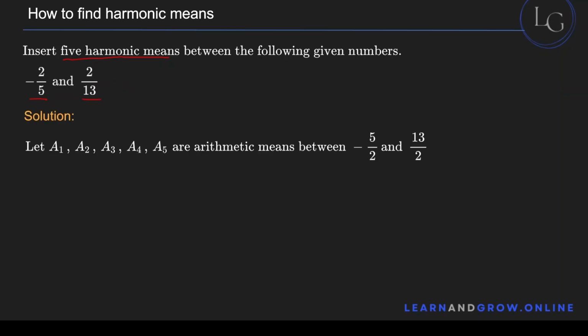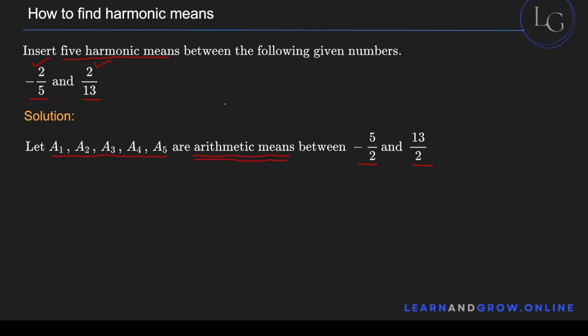term. So let a1, a2, a3, a4 and a5 be the arithmetic means. This is very crucial. It says that these are the arithmetic means between minus 5 by 2 and 13 by 2. Why are we taking these numbers? Because they are the reciprocals of these numbers. The reciprocal of minus 2 by 5 is minus 5 by 2, and 2 by 13 is 13 by 2.